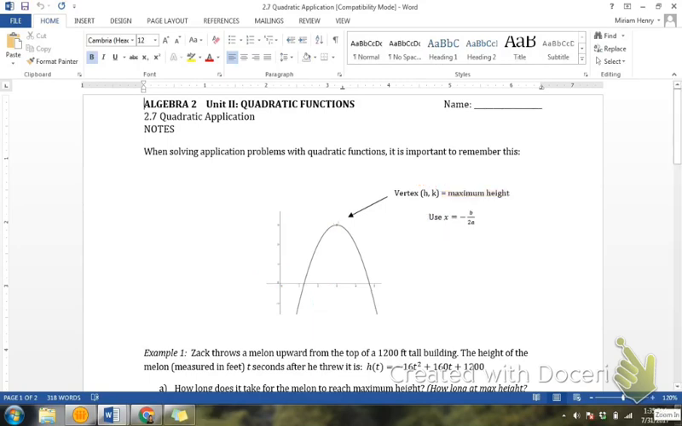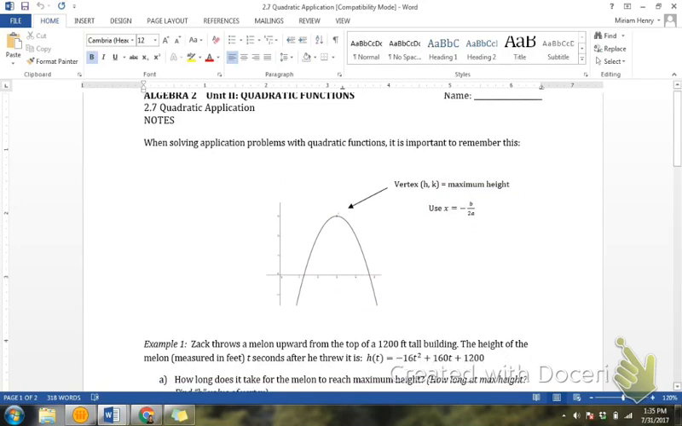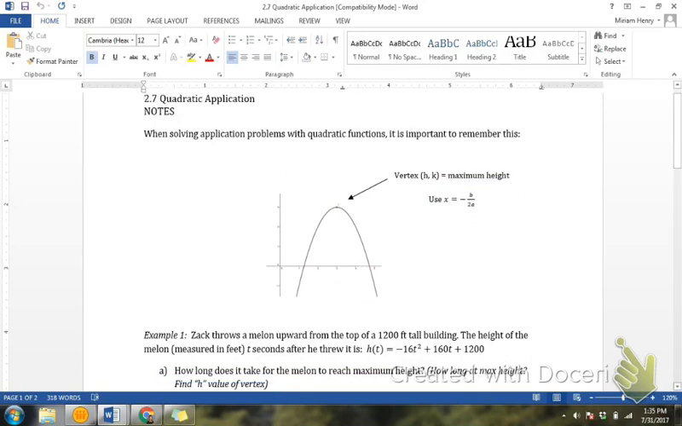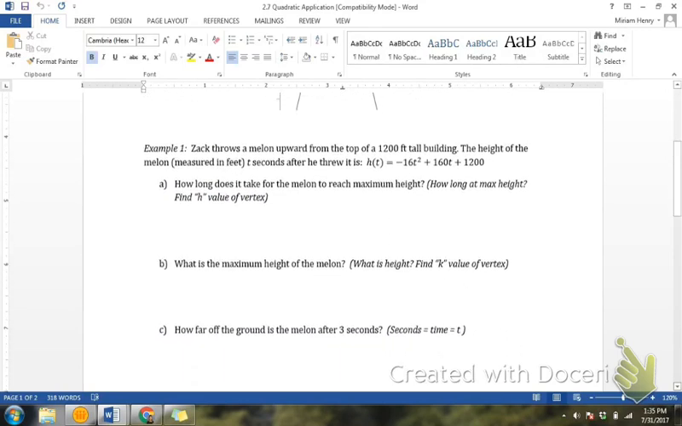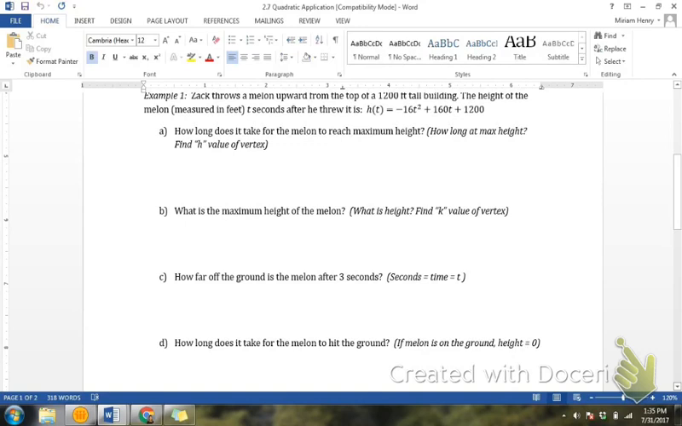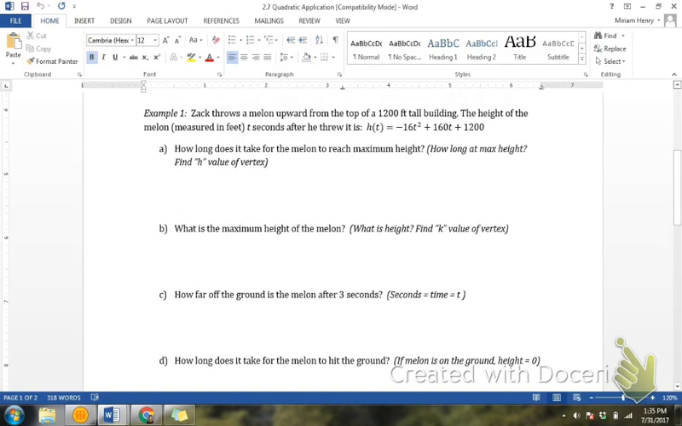Zach throws a melon. First of all, it's pretty strong to be able to throw a melon. But anyway, Zach throws a melon upward from the top of a 1,200-foot tall building. The height of the melon measured in feet, t seconds after he threw it, is measured in this formula or this equation. All right, so what we're going to do is we're going to talk about what's going on.